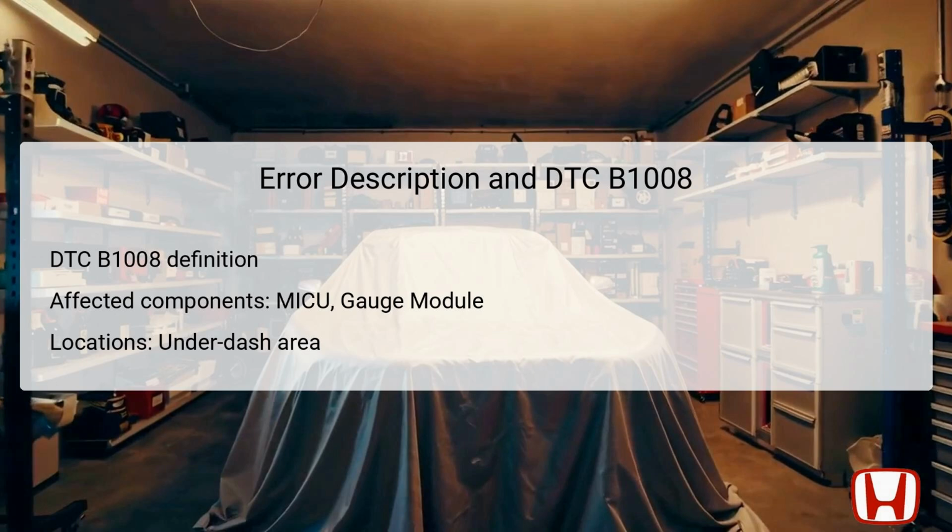When the communication link between these two components fails, the gauge control module cannot receive or send the necessary data for accurate readings. This communication issue can result from various causes, including electrical faults or faulty connections. Addressing this error requires a thorough understanding of both components and their functions within the car's electrical system.